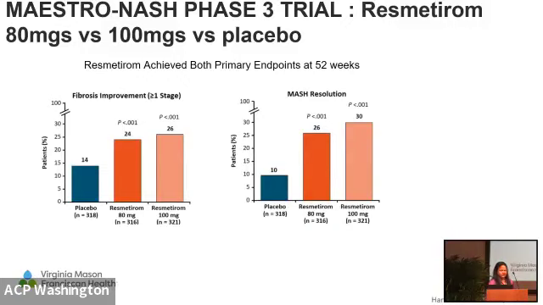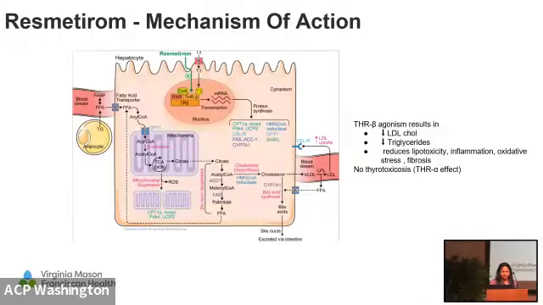And you can see from the data here improvement in the fibrosis and MASH resolution. So significant improvement in steatohepatitis, significant improvement in MASH, and in fibrosis. So this is exciting. And so how does this act?